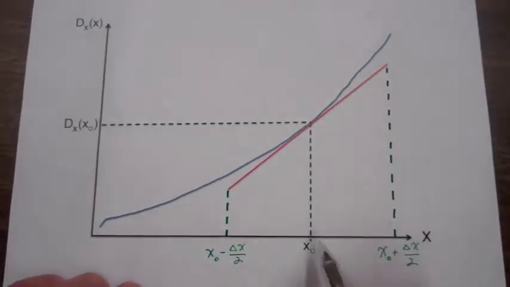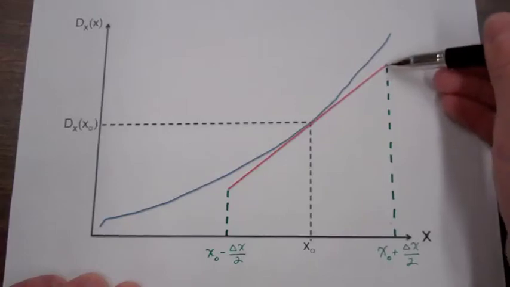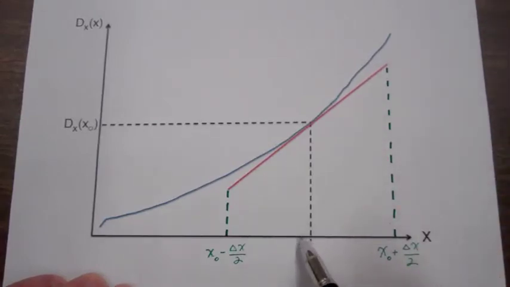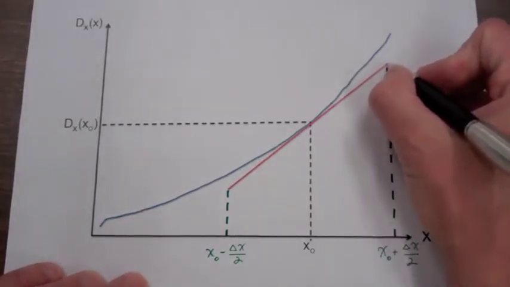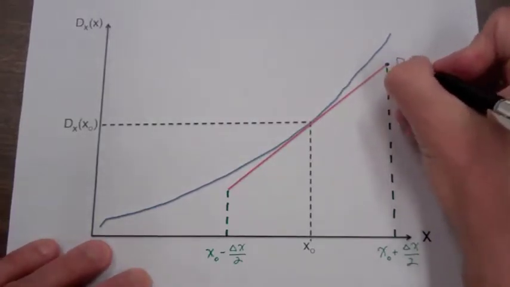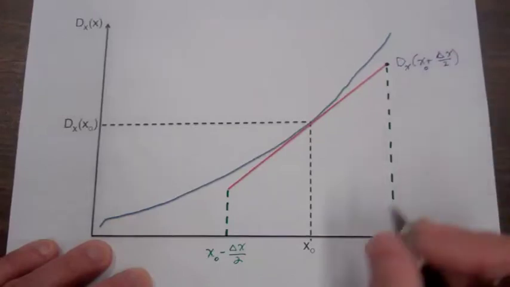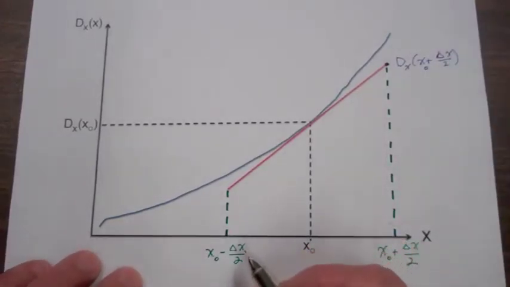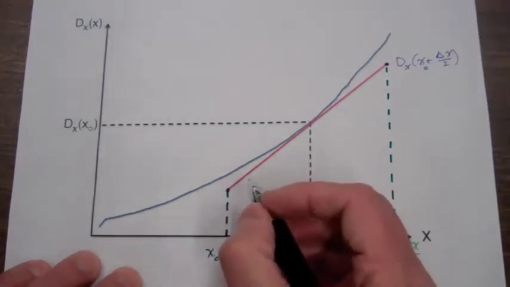So if we move a distance delta x over 2 from x sub 0, we're on the front face of our cube, and if we move a distance delta x over 2 to the left of x sub 0, we are at the back face of the cube. So our estimate of D sub x on the front face will be this value right here. And our estimate of the value of the electric flux density field on the back face in the x direction will be this value right here.